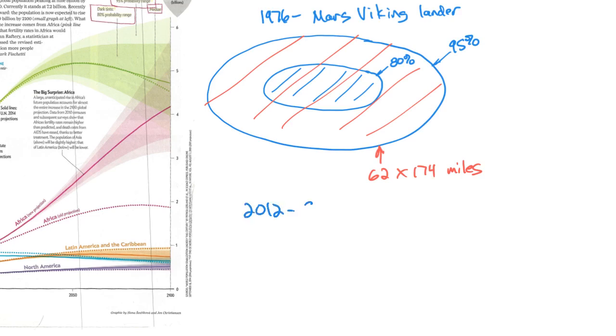2012, much more modern, right? We had the Curiosity lander, and now we have better information. We know more about the atmosphere. We're better able to predict entry angles. We have better computer simulations and better, much more powerful computers. So we still have a landing ellipse, but it's much smaller. Now it's no longer 62 by 174 miles. This one in 2012 was 4 by 12 miles, which is about 200 times smaller.